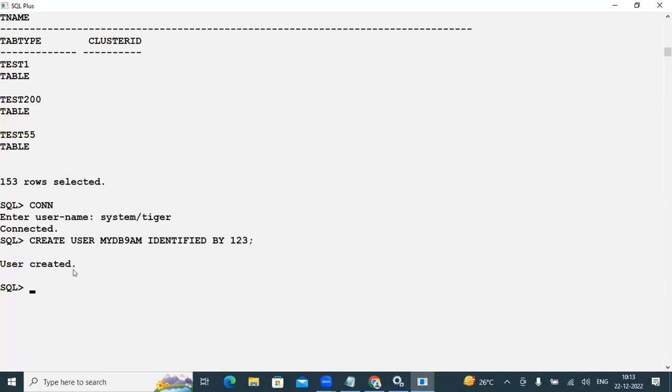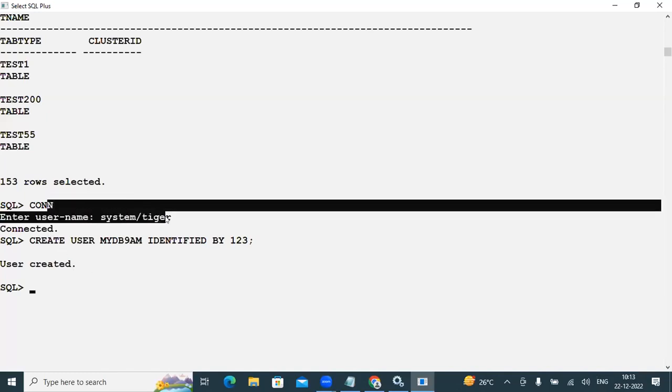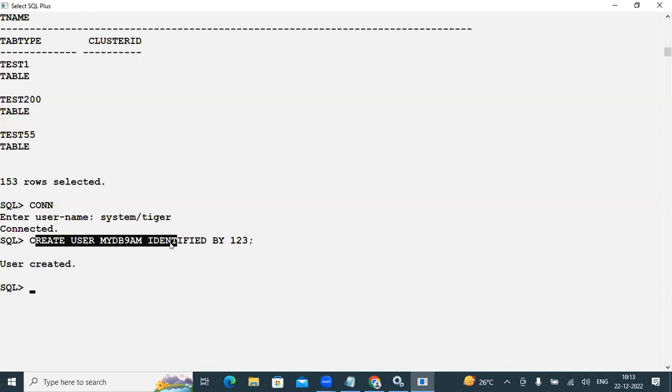I did not create it. Who created it? System created it. I'm sitting here, but I did not create it. I created it with the system admin. That means when I connect to Oracle as system, I am a database admin, so I get those privileges, permissions and rights. With those permissions I'm creating a username. And in real time, this happens only by admins, not developers.